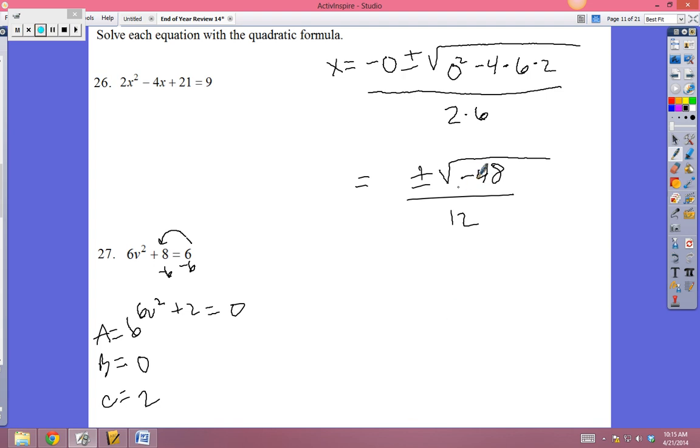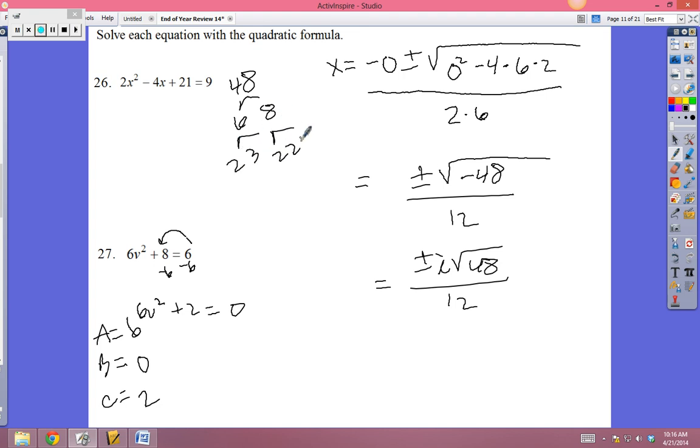Okay, now because it's a negative, I know it's going to be imaginary, so I'm just going to change that. Plus or minus its imaginary square root of 48 over 12. And now let's break up 48 and see if we can pull out any squares from the 48. So the 48 is the same thing as 6 times 8, and that's a 2 times a 3, and that's a 2 times a 2 times a 2. So let's trade 48 for 2 to the 4th and a 3. And then on bottom we got a 12.